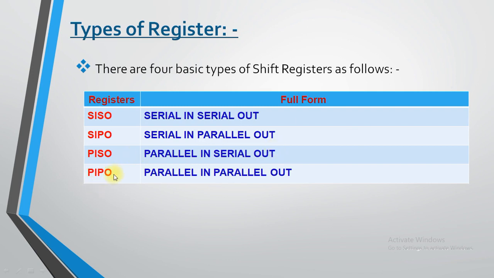Now see, PIPO means what? When you are going to enter the college, all the students are going to enter at the same time. Similarly, when going out of the college, all the students need to go at the same time. Is that clear to everyone? So these are all the types of register.